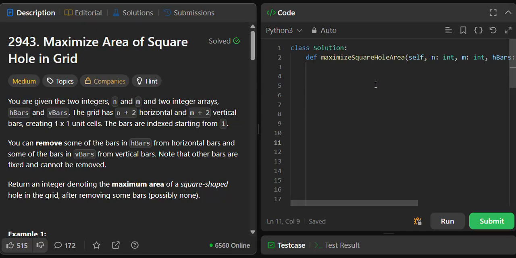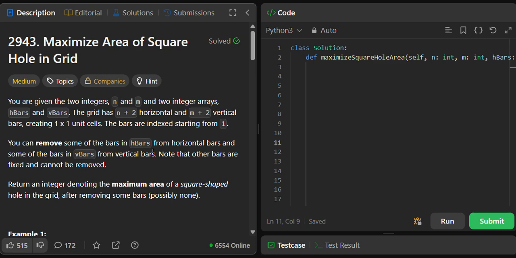I am Ritika and today we are going to solve the LeetCode daily problem, maximize area of square hole in grid. So let's quickly understand what the problem states. You are given the two integers n and m and two integer arrays hBars and vBars. The grid has n plus 2 horizontal and m plus 2 vertical bars creating 1 cross 1 unit cells. The bars are indexed starting from 1.